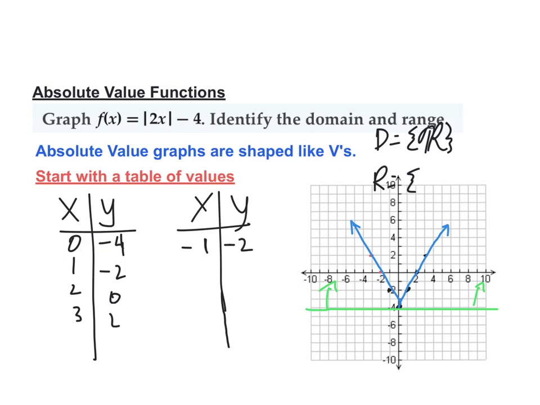Greater than or equal to -4. Now, again, my function is not written with a y. It's written with an f of x. So when I write my range, it should say f of x greater than or equal to -4, because -4 is on the graph. There's my domain. There's my range. That's the absolute value function.